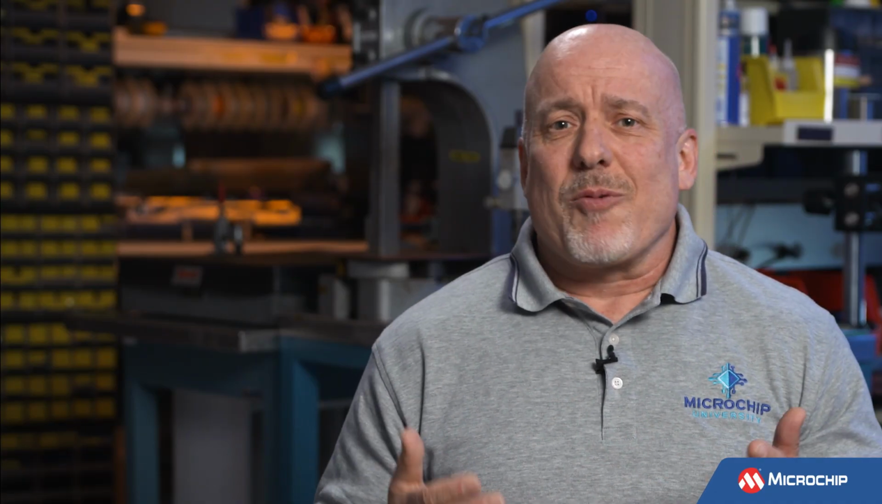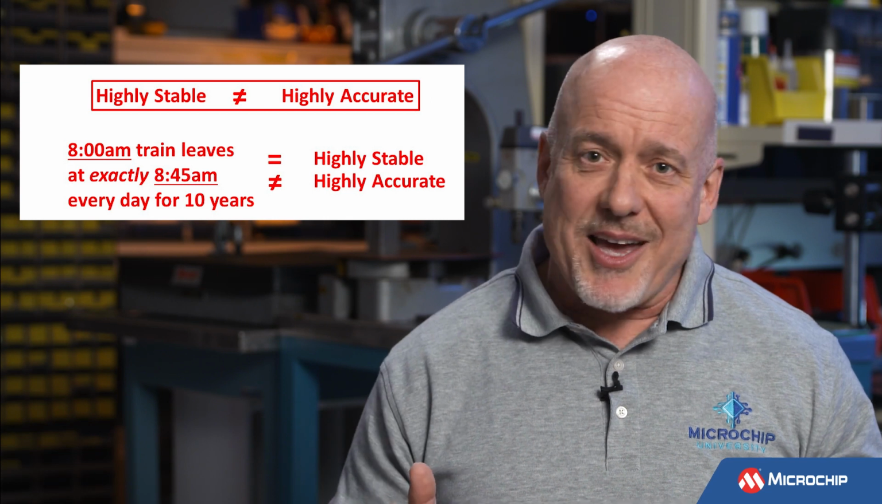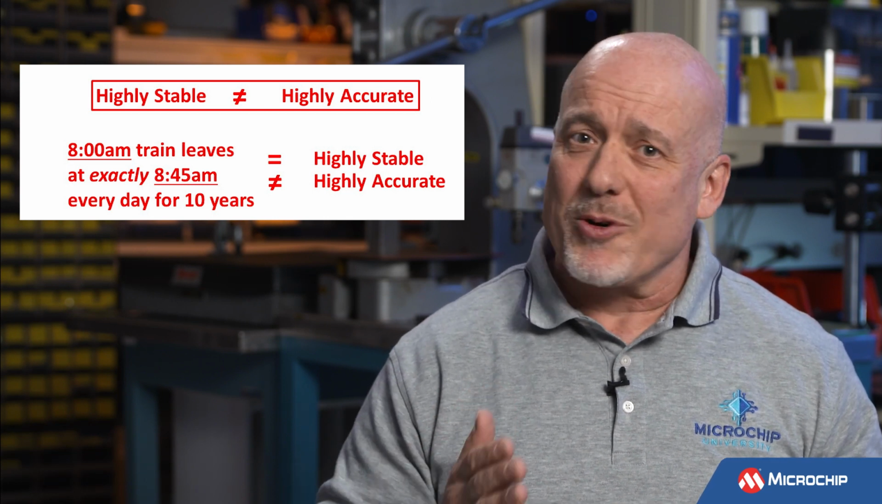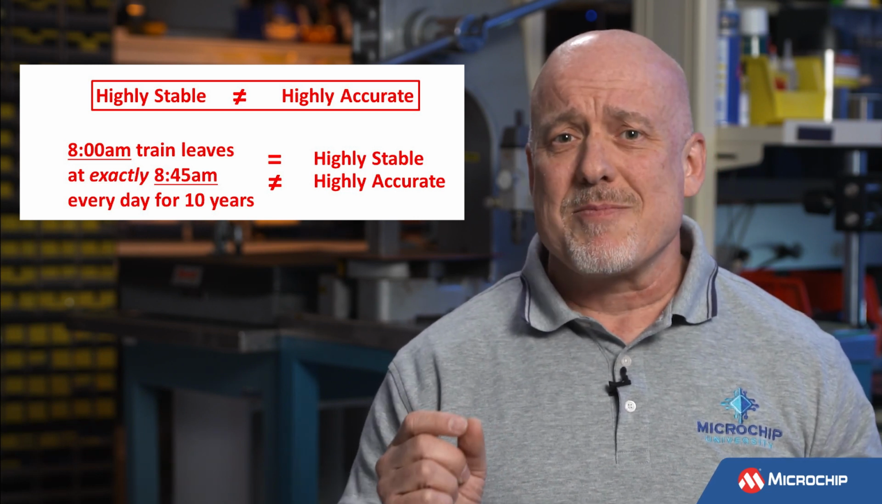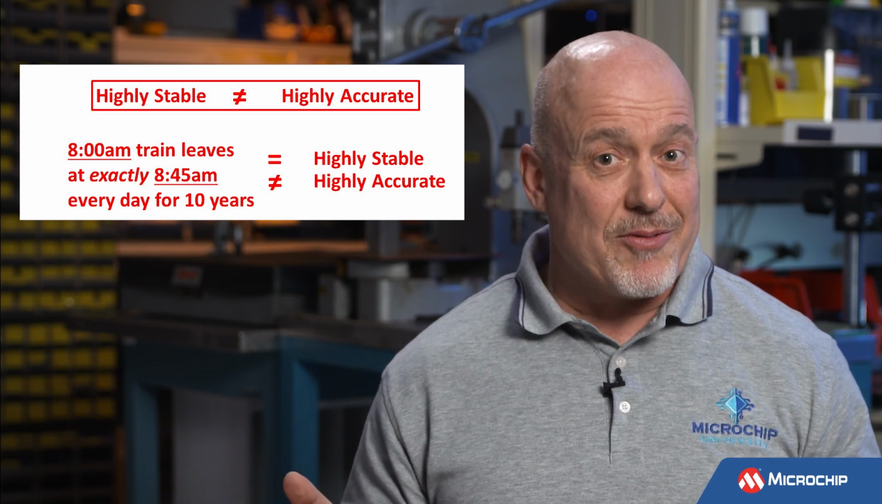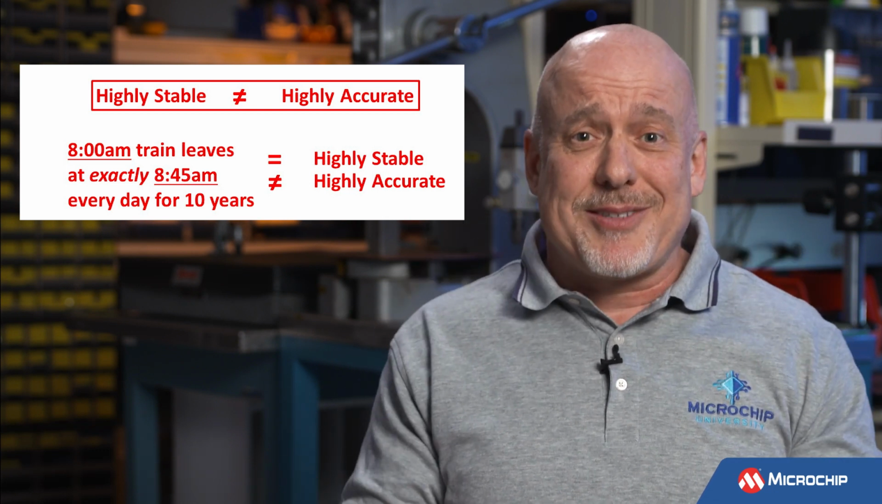Now, similarly, if we have a highly stable clock, that does not mean that we have a highly accurate clock necessarily. Just like a highly stable clock doesn't mean that it's perfectly average and vice versa. Again, going to our train example, let's say that we measure this 8 a.m. train for a period of 10 years every day. And every day, this train leaves at exactly 8:45 a.m. That train is very stable. It has a very small maximum time interval error over a long period. However, it's horrible in terms of accuracy because it's always 45 minutes late. I wouldn't want to take that kind of train.